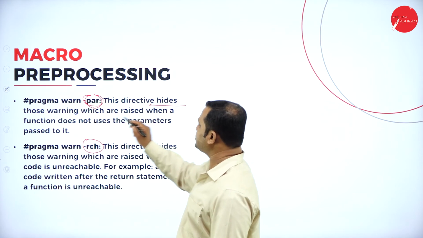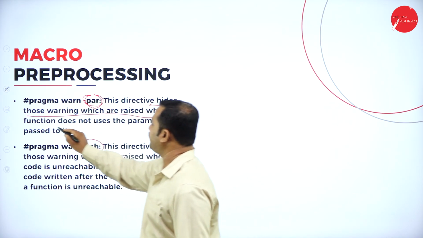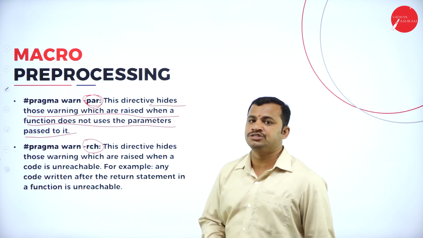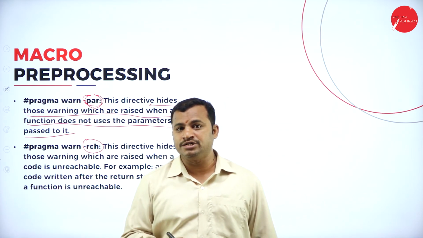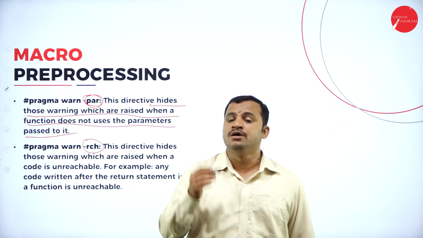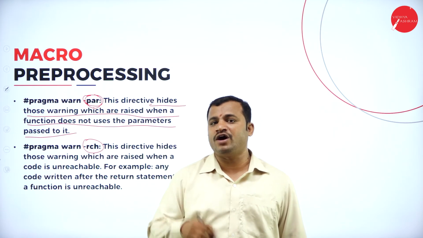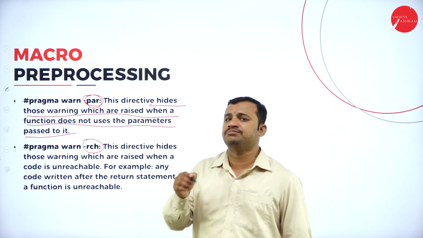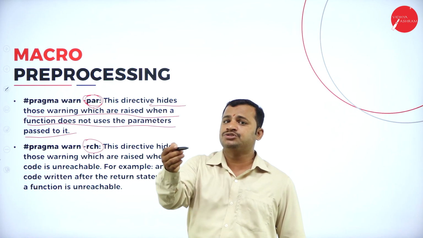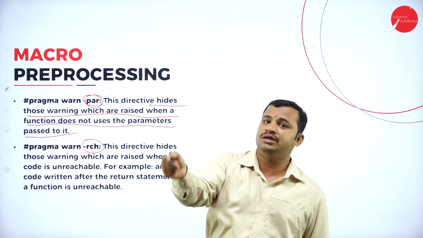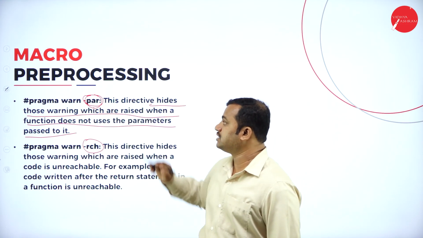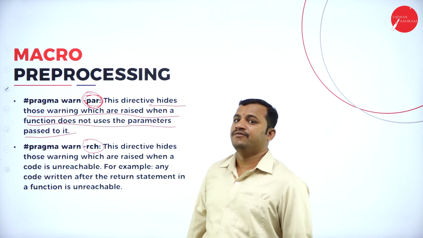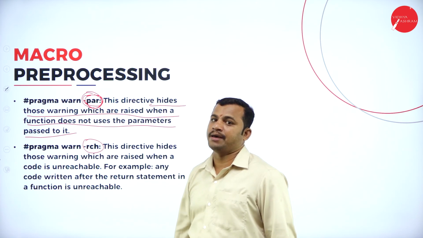This directive hides those warnings which are raised when a function does not use the parameters passed to it. Suppose I have certain functions with arguments. I just want to pass the arguments from the calling function to the called function so that the functionality works smoothly. In that case, the parameters which I have passed from the calling function to the called function may be used or may not be used. In case it is not used, then a warning must be raised. Using #pragma warn -par hides the warning which can be generated to the programmer.